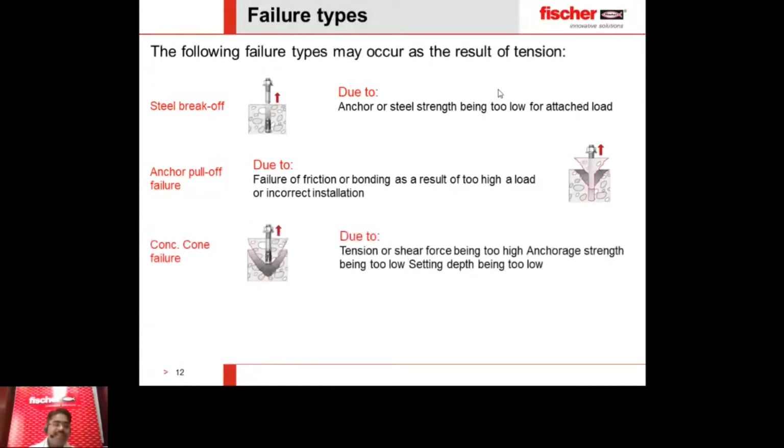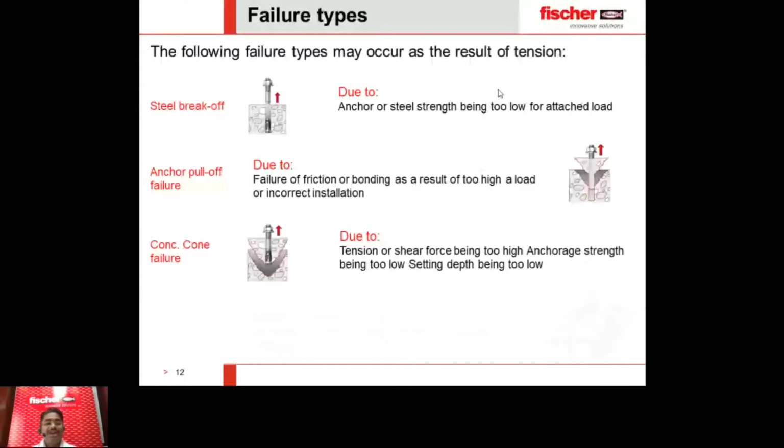There is another failure, which is concrete cone failure. Even if our anchor is strong and our steel diameter is big, if your concrete strength is very low, then concrete cone failure happens. Basically, the anchor comes out with a part of the concrete. And there is splitting failure for the thinner member. If you are using a very thin member and you use anchors there, when the load comes, the member itself gets split.